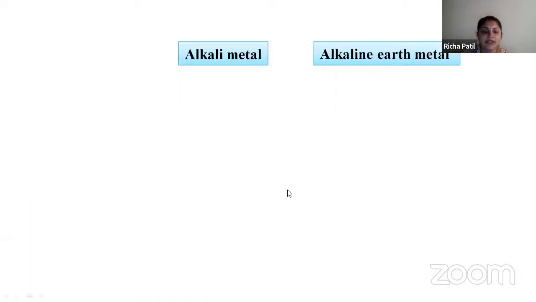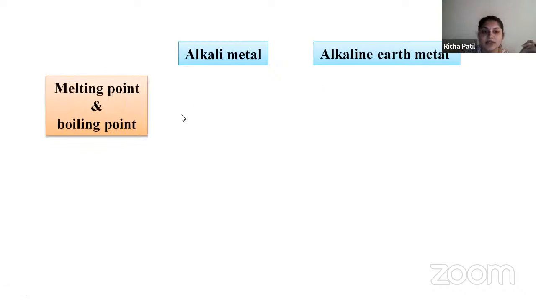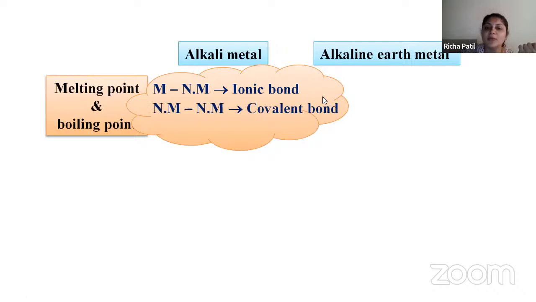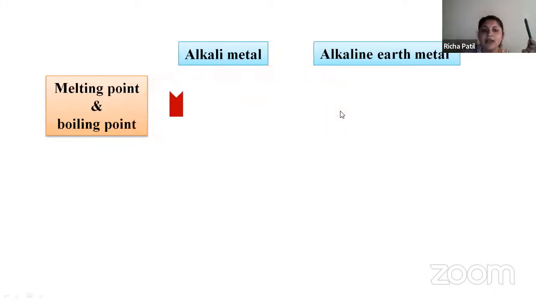Next we'll see the melting point and boiling point, when we compare alkali and alkaline earth metals. When you combine metals and non-metals, it will form what type of bond? It will form an ionic bond. When both the atoms or elements are non-metals, it will have a covalent bond. And when you have metals, it will form a metallic bond.